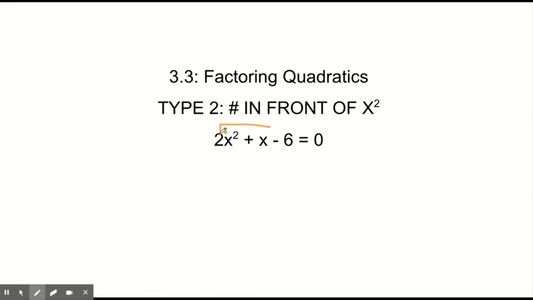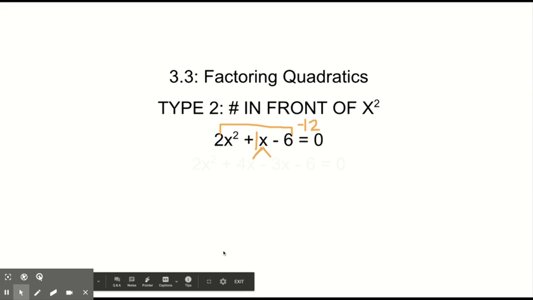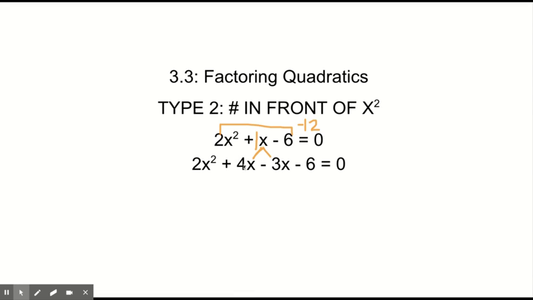So I'm multiplying these two, and I get negative 12. And then I need 2 things that multiply to negative 12 and add to 1. In this case, that's going to end up being 4 and negative 3. 4 times negative 3 is negative 12, and 4 minus 3 is 1. And what you do with those two numbers is you split this one up here in the middle.